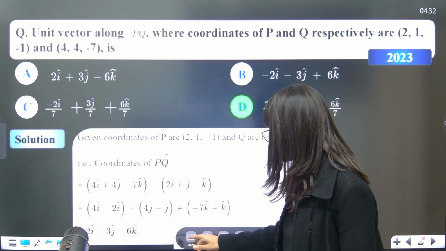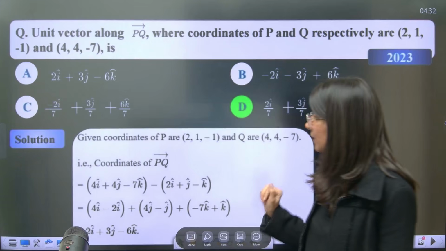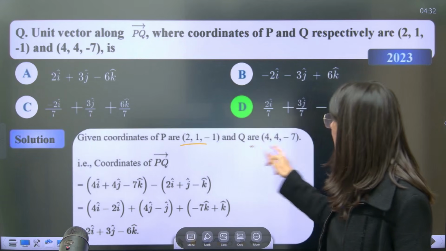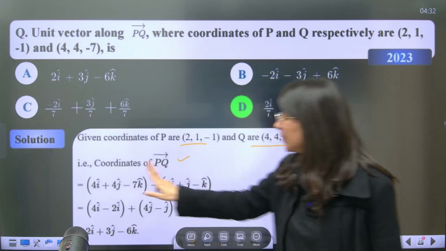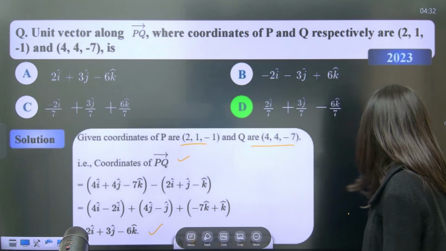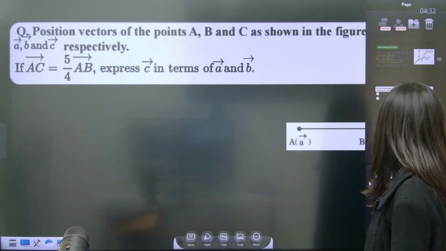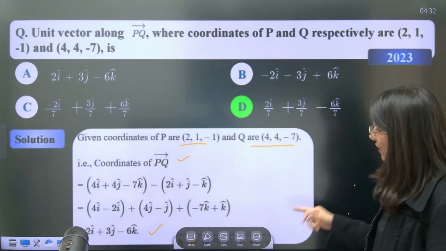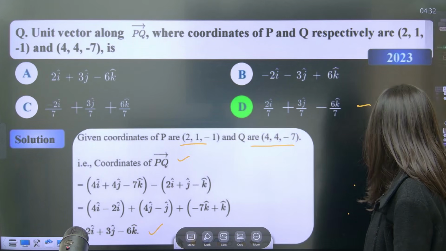Coordinates of PQ will be Q minus P. So Q minus P will be 2, 3, minus 6, and then for the unit vector you have to just divide it by 7. So you will get option D as the right answer.